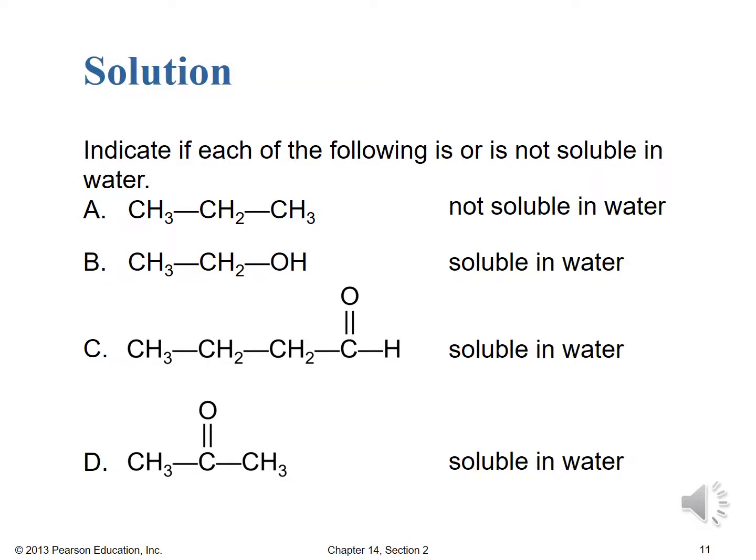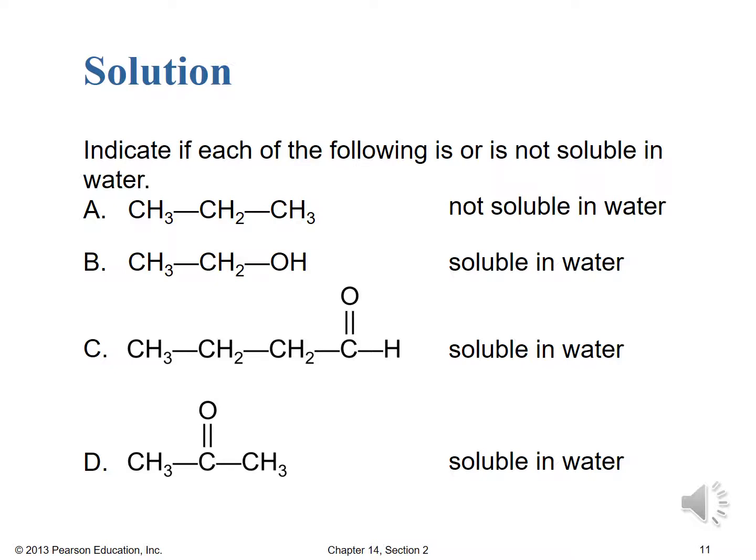Okay, for A, it's a 3-carbon hydrocarbon. Again, it has no functional group and no reason to be soluble in water, so hopefully you selected not soluble in water there. For B, we have an alcohol, and the alcohols, especially the small alcohols like this, ethanol, the alcohol those of us who are of age may choose to consume, is quite soluble in water because it's small, fewer than 5 carbons, and it's an alcohol.